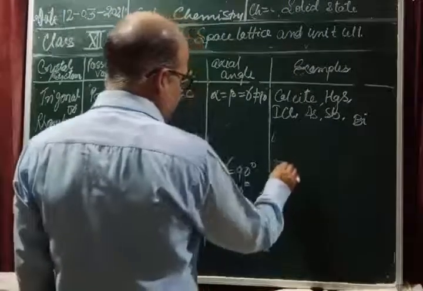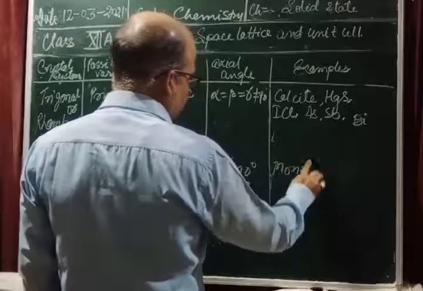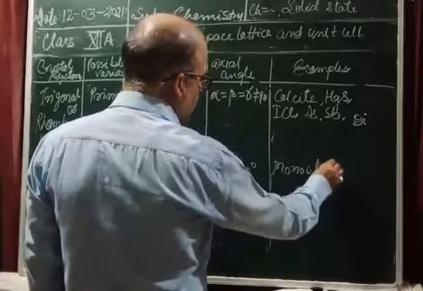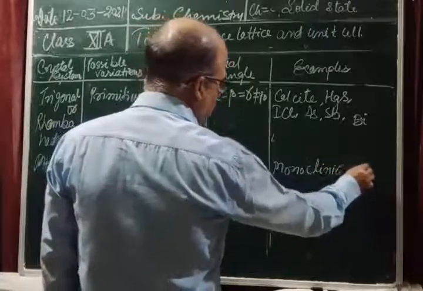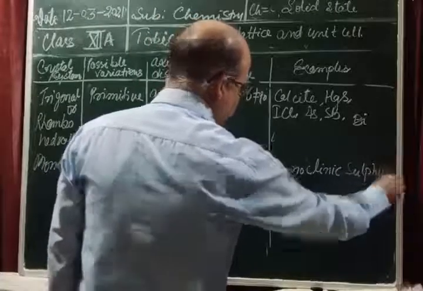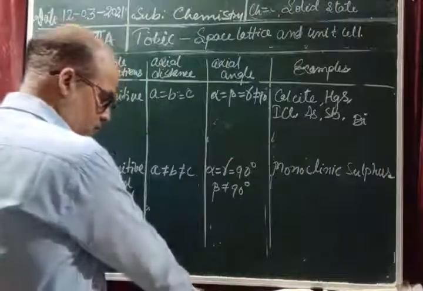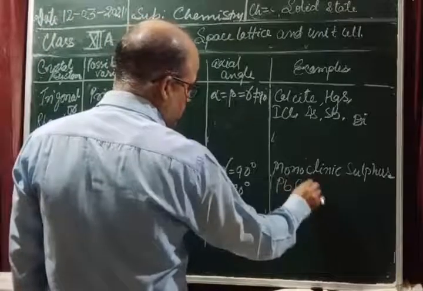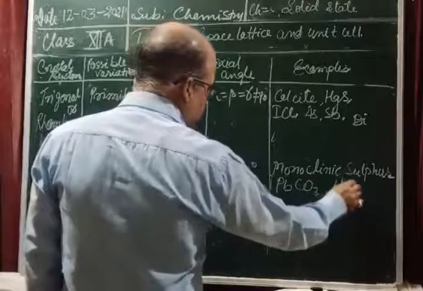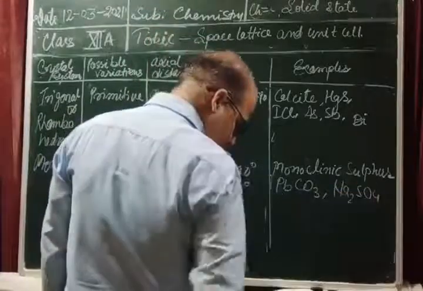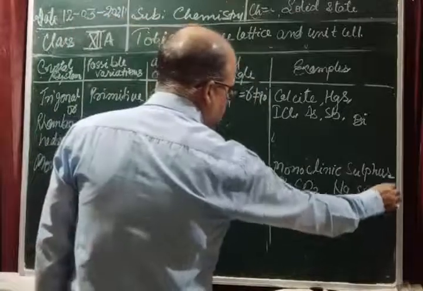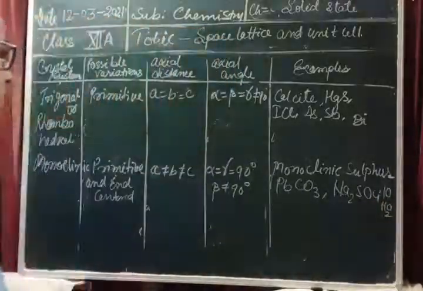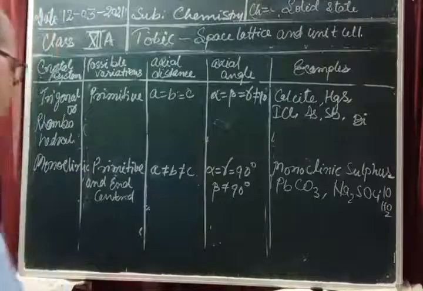Example is monoclinic sulfur and lead carbonate, PbCO3, sodium sulfate, Na2SO4.10H2O, known as Glauber's salt. Okay. Next, last one is triclinic.